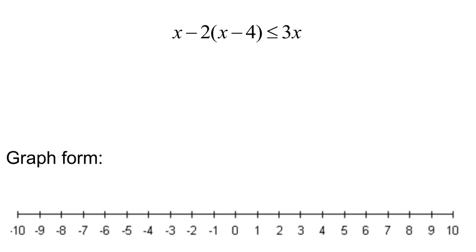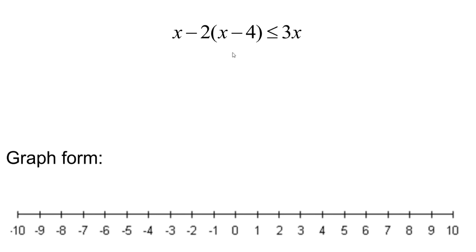All right, here we have a little more complicated inequality. Again, we solve inequalities just like we would solve an equation. We just have to remember that rule about multiplying and dividing by negative numbers. When we do that, we flip the inequality symbol. But here we have a set of parentheses, so just like in an equation, we would need to get rid of those parentheses first by using the distributive property.